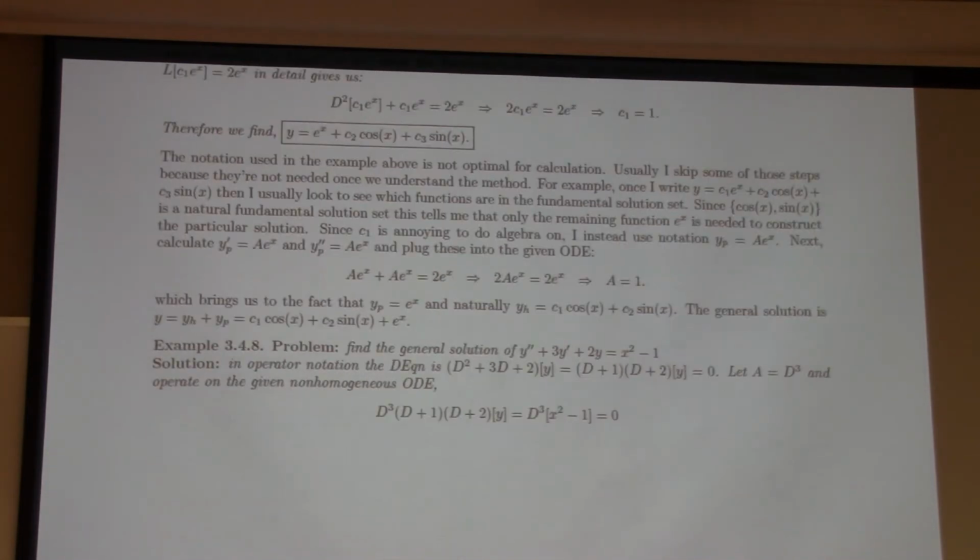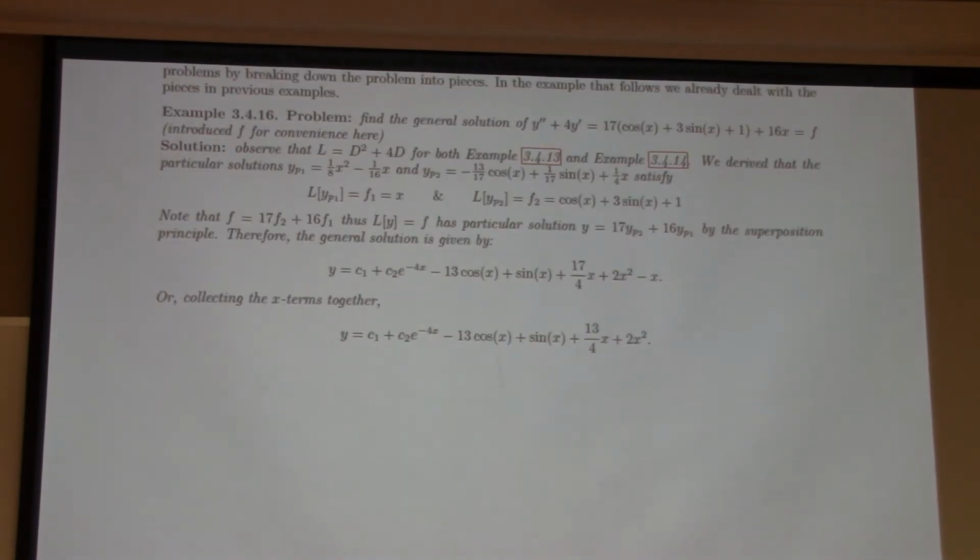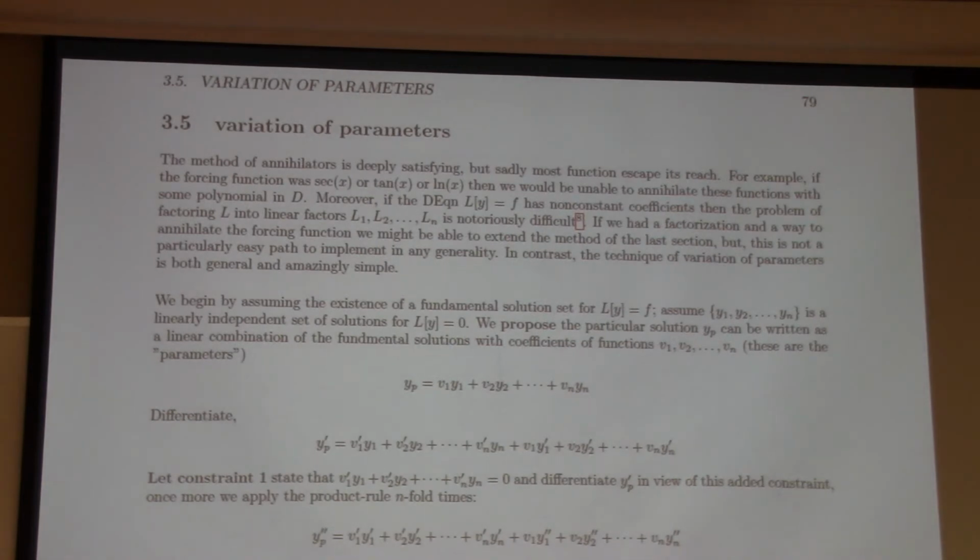So we covered the annihilator method last time. That brings us to variation of parameters.